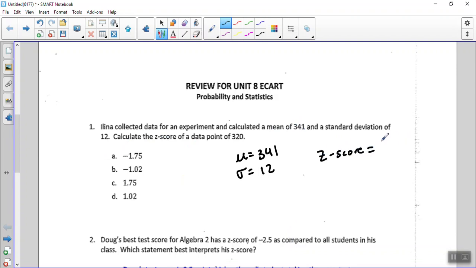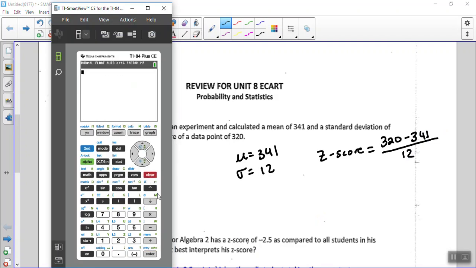You take the actual score, and we're looking at a score of 320, subtract the mean, which is 341, divided by the standard deviation of 12. So you're just going to put that in your calculator: 320 minus 341 divided by 12. So you get a z-score of negative 1.75.